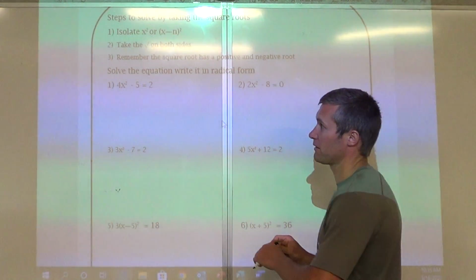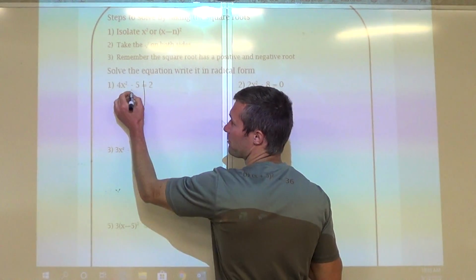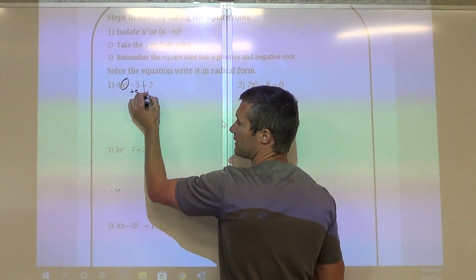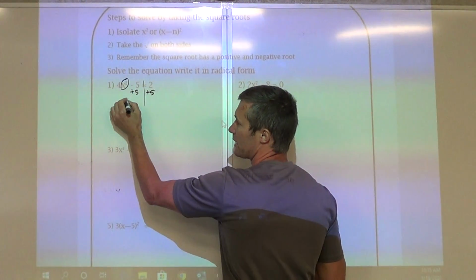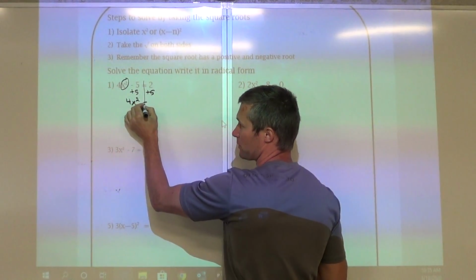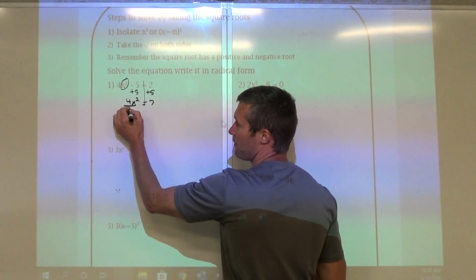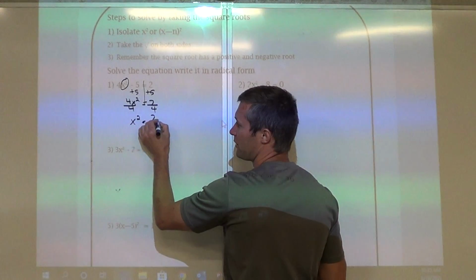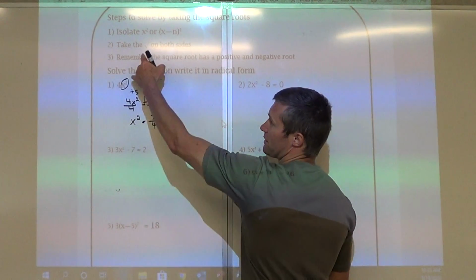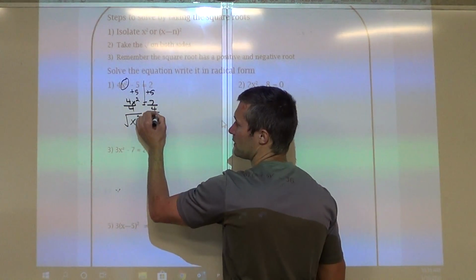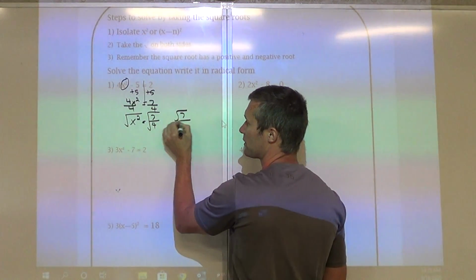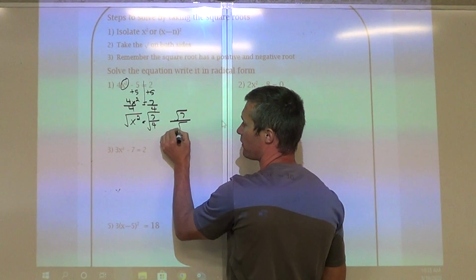So I come through here. I simplify, so I want to get this x squared by itself, so I add the 5. And then I'd have 4x squared equals 7. I divide by 4, and so I get x squared equals 7 over 4. And then what it says, take the square root. Now if I look at that, taking the square root, that means we're taking the square root of 7 and the square root of 4.